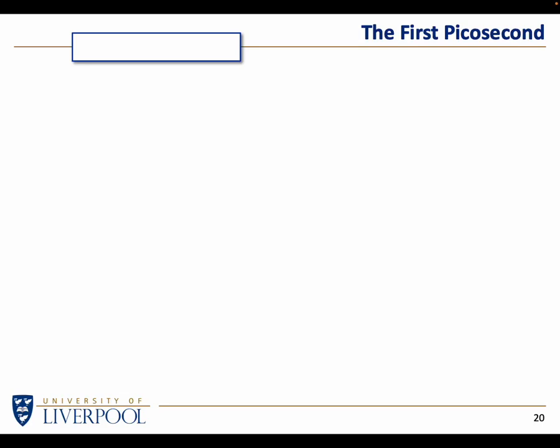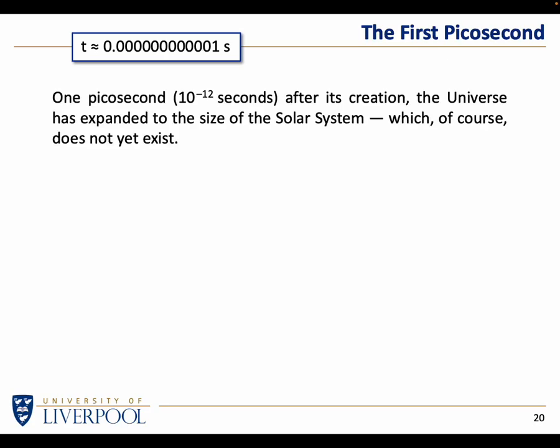So we've moved forward from 10 to the minus 35 seconds to something in which we are now on much, much steadier ground. We've now moved 1 picosecond after the instant of t equals 0. And at this particular point, 10 to the minus 12 seconds after its creation, the universe has expanded from essentially nothing, or golf ball size, to something about the size of the solar system. Yes, of course, the solar system doesn't exist yet, but just to give you an idea of scale. It's gone from something almost zero size to something a few light hours in diameter, but it's only taken 10 to the minus 12 seconds to do that.